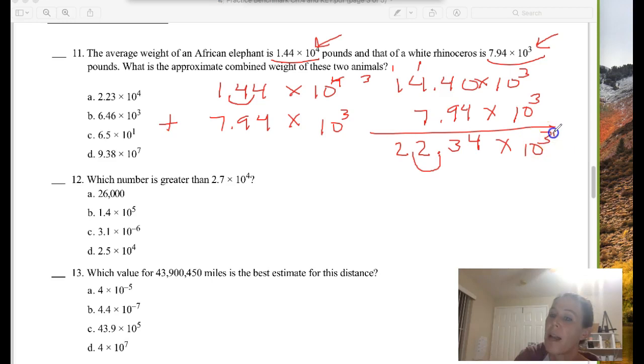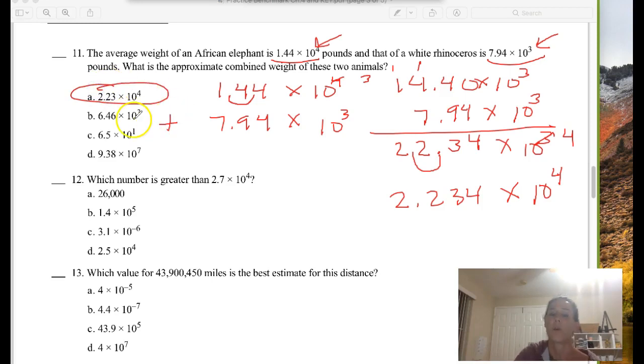And when I do that, I'm going to take this to 10 to the fourth. So this becomes 2.234 times 10 to the fourth, and I end up with the same solution. So either one you want to convert, just make sure at the end this number is between 1 and 10. So you may have to move the decimal over. When I move the decimal this way, I make the number smaller than it was, so I've got to add an exponent. Remember, when I move the decimal this way, I make the number bigger than it was, so I have to take away an exponent.